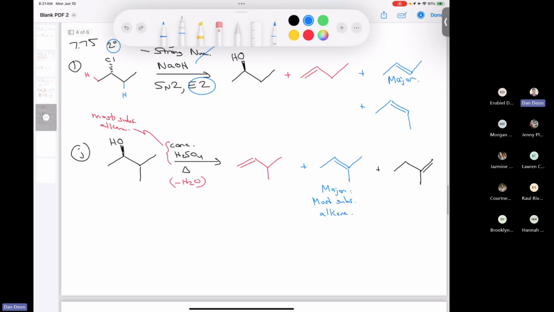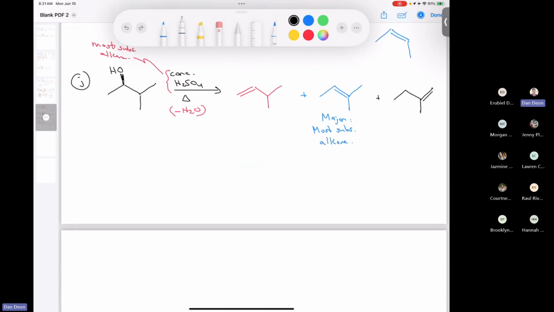All right, let's try 7.75K. I'm going to squeeze it on here. This is a good question. I've asked this on a quiz before, this exact question. So remember what OTS is, okay? OTS, that's a tosylate, which is a good leaving group. Remember that making a tosylate is a way to convert an alcohol, which is a crummy leaving group, into something that is a good leaving group.